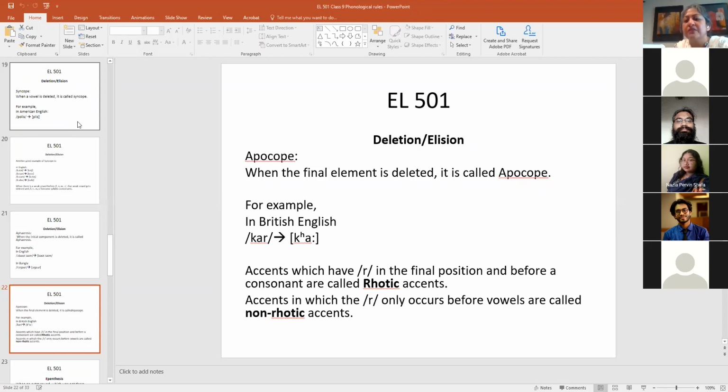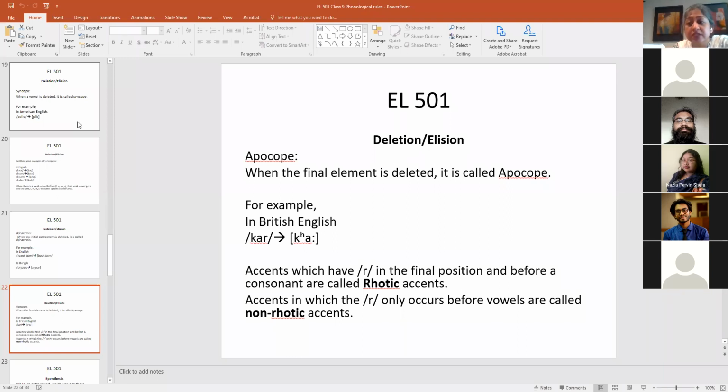So you are pronouncing that r sound. That is called a rhotic accent, when you pronounce the r at the end of the word, where you're supposed to pronounce it, and you do actually pronounce it. But then you have this other type of accent where the r only occurs before vowels, and you don't pronounce it at the end of words, which are called non-rhotic accents.